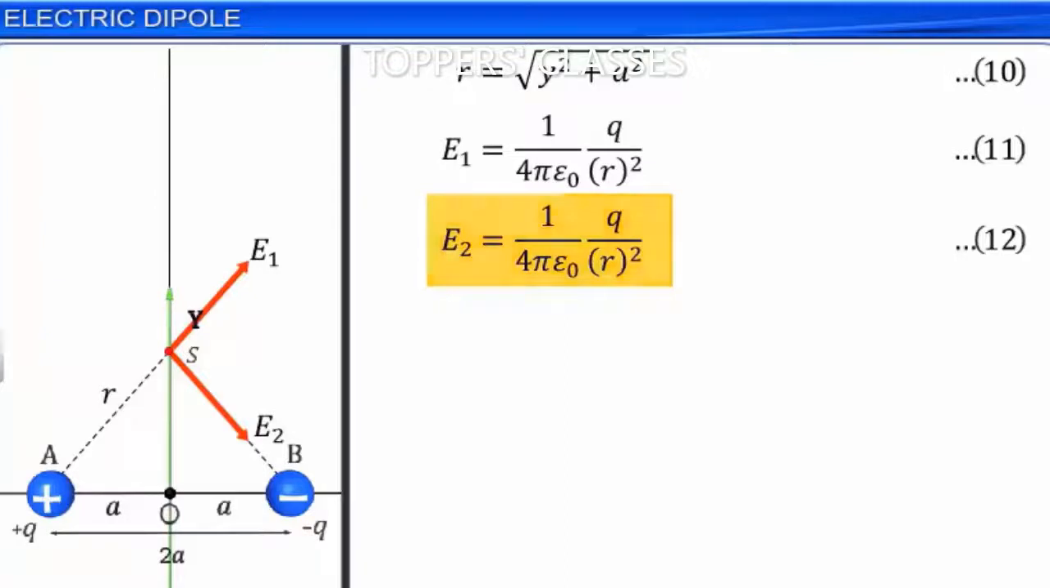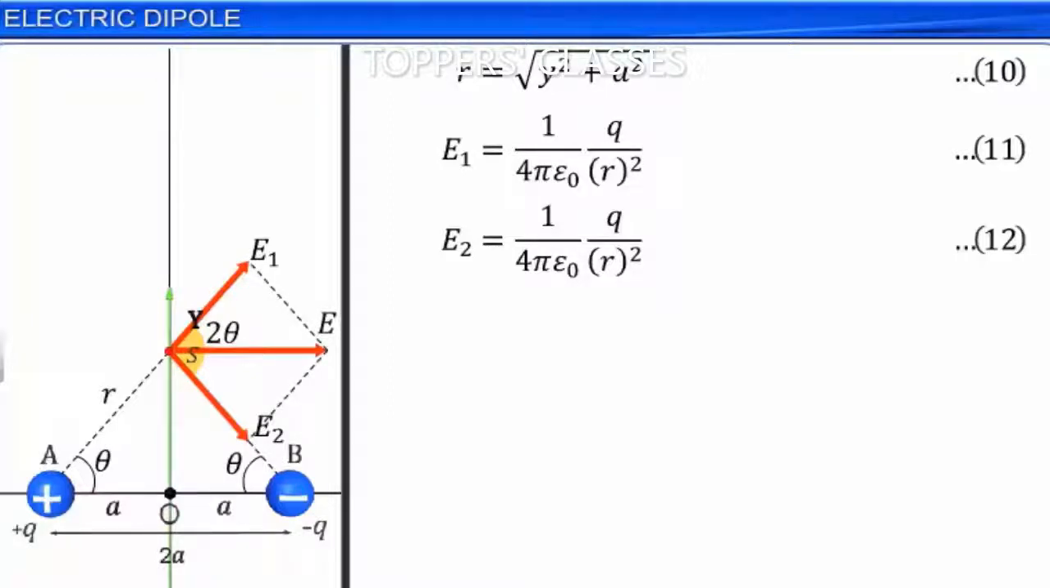The point S lies on the perpendicular bisector of the line joining the charges plus q and minus q. Hence, by geometry of the triangle SAB, the angle SAO is equal to the angle SBO. Let this angle be theta. Now the angle E1SE2 is the exterior angle of the triangle SAB, and hence this angle is equal to 2 theta. The resultant of E1 and E2 is obtained by using the parallelogram rule for vector addition.